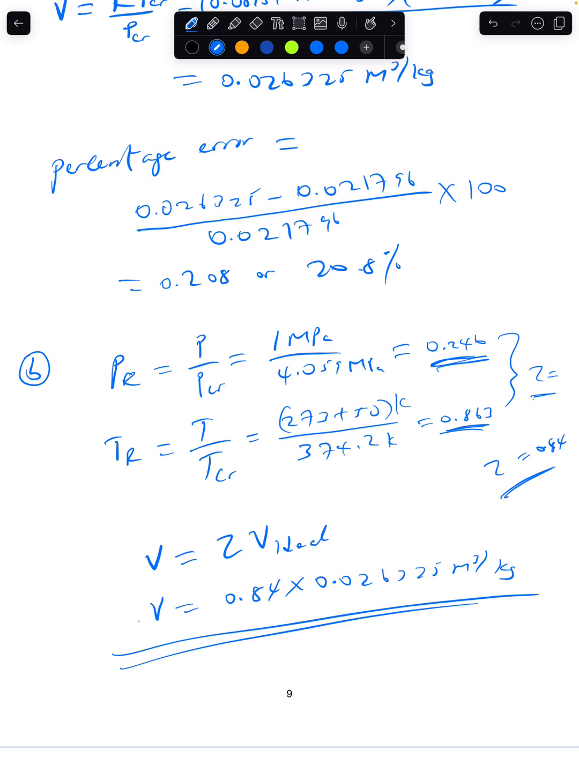So in that case, we can have the answer for specific volume to become 0,02213113 meter cube per kilogram. So we have a percentage error of about 2%, which is accurate for the specific volume. So that's how we do this problem.